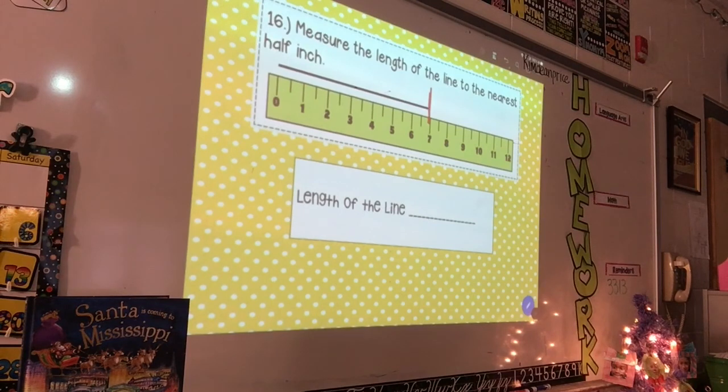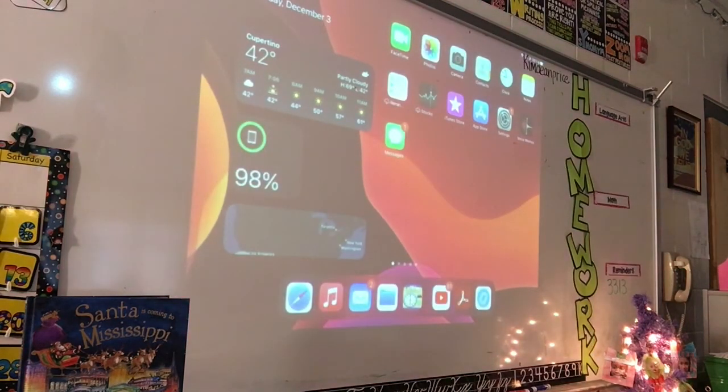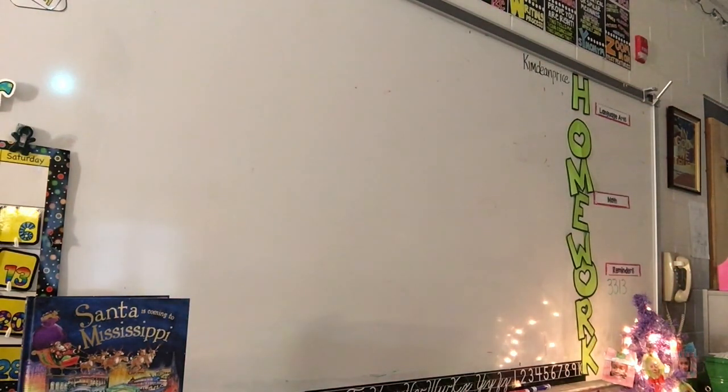So how many lines were exactly 8 inches long?